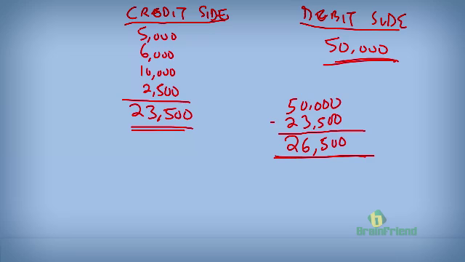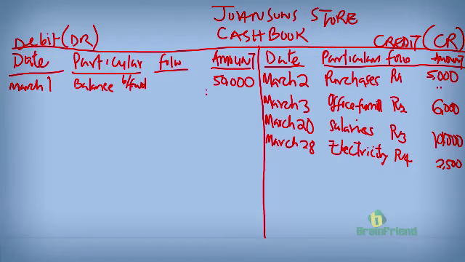Now we come to our cash book. The summation of these values is 23,500. The summation of this value is 50,000. How do we equal the two values? We say the difference between this and this is 26,500.